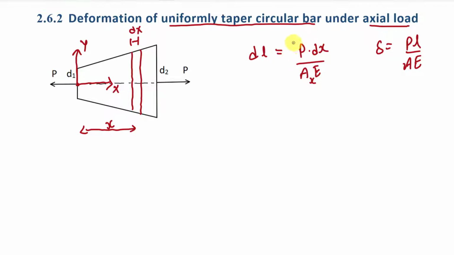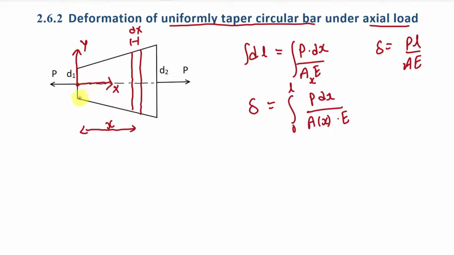So from here we have to integrate both sides over this body. So finally we will get the deformation delta equal to the integration of P dx divided by area at distance of x into E. And here we are going to integrate it from 0 to L. Here this point is 0 and at this point the value of x is L. Now we need to find the value of area as a function of x.